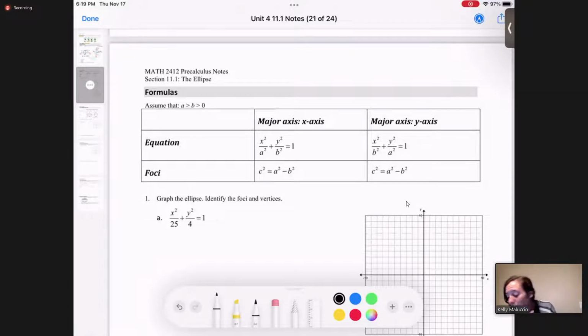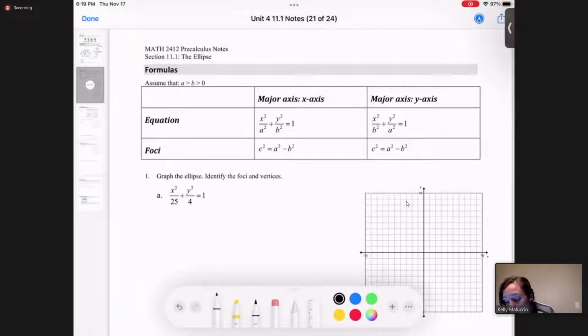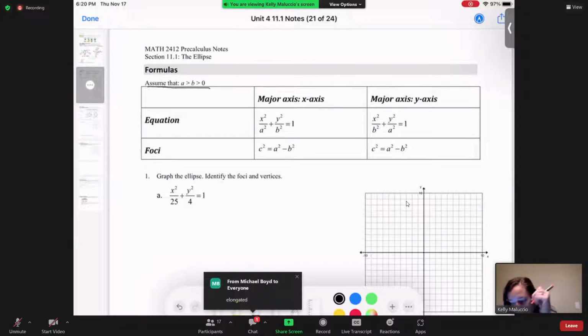Okay. So now that we've kind of understood what it is, an ellipse looks like a circle. It's just like a squished circle. It's an oblong. Is that the word? Oblong circle? I don't know. So we have some formulas, just like a circle, that we can use to tell if it's an ellipse or a circle. We're always assuming that A is greater than B, which is greater than 0. So these numbers are always positive, and A is always bigger than B.